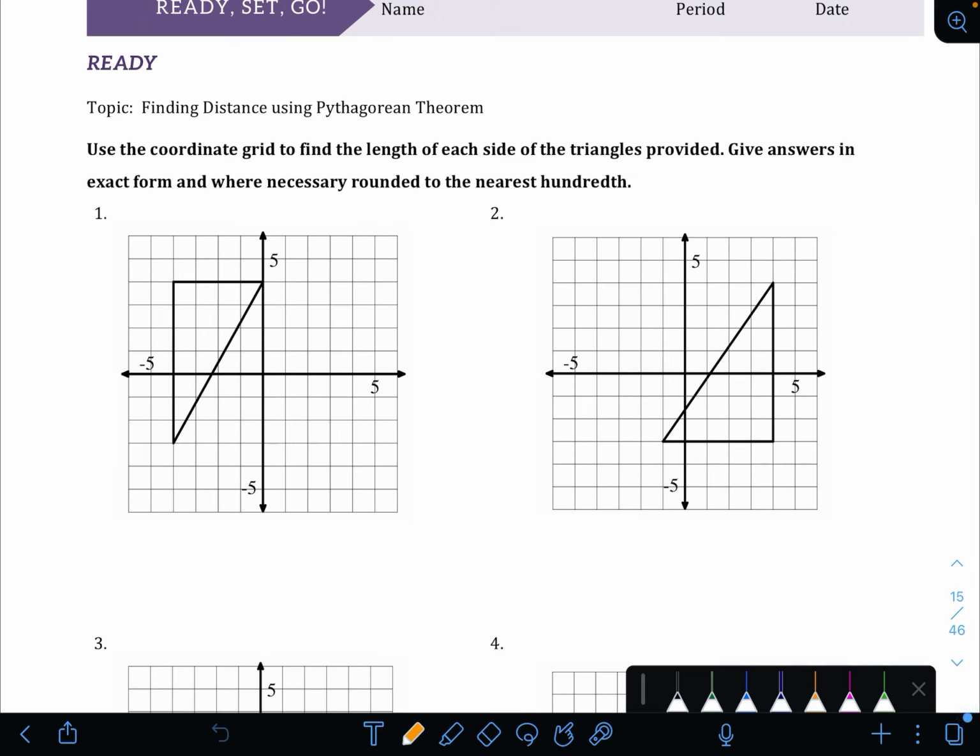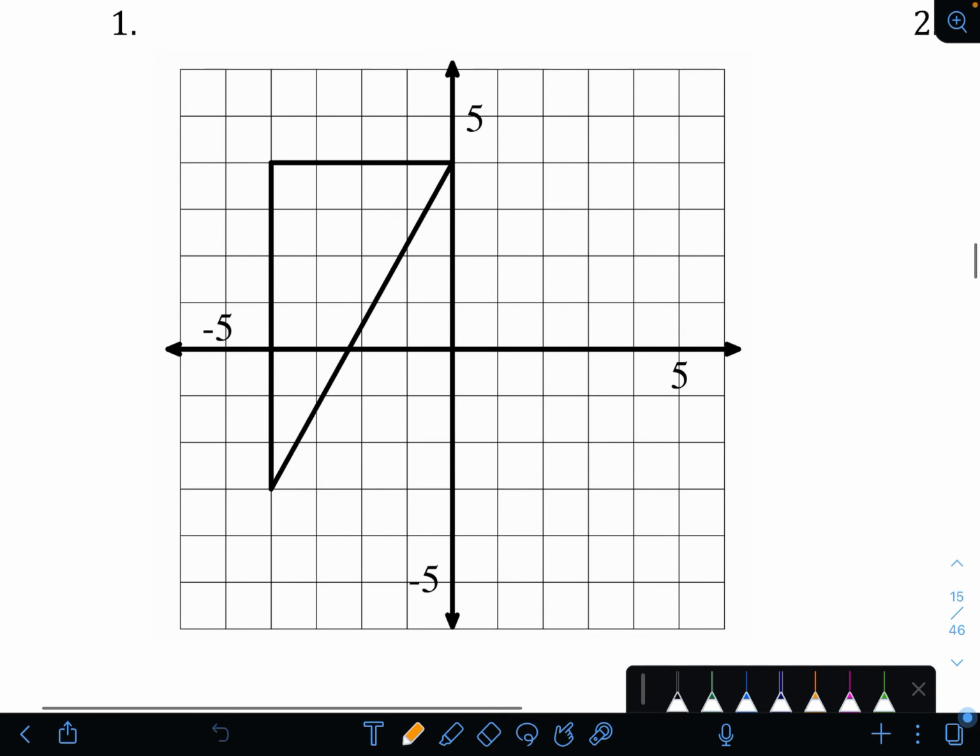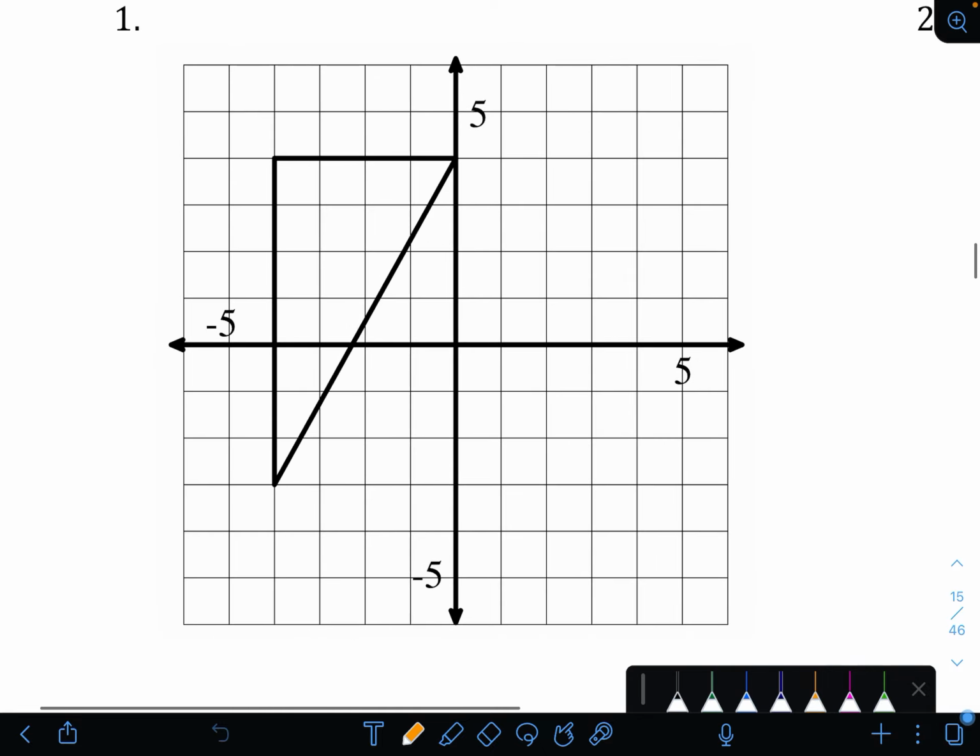So on the Ready, it says use the coordinate grid to find the length of each side of the triangles provided. Give answers in exact form and round it to the nearest hundredth. So we want to get the lengths of each side. Most of these are pretty easy. If I take a look at this one, this one is 1, 2, 3, 4, because all I need to do is count it. This one's 4, that one goes down by 4, 5, 6, 7, so that length is 7.